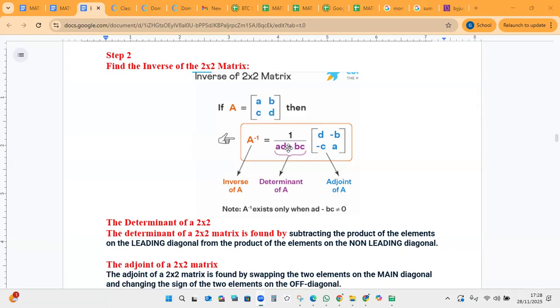Okay, so you start with A, multiply to D, diagonally, subtract, start with C or B, and multiply to C. And to find the adjoint now, what you do, you swap the elements of the leading diagonal. So A and D have to swap positions. And the non-leading, you just change the sign. That's what it means by multiplying each one by -1. So you just reverse their signs. That's how you find the adjoint. Okay. Here they are saying that if the determinant is 0, then that matrix does not have an inverse.